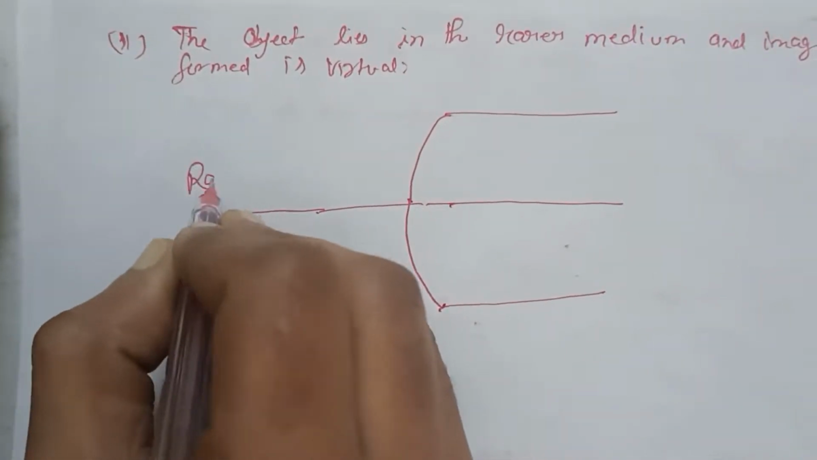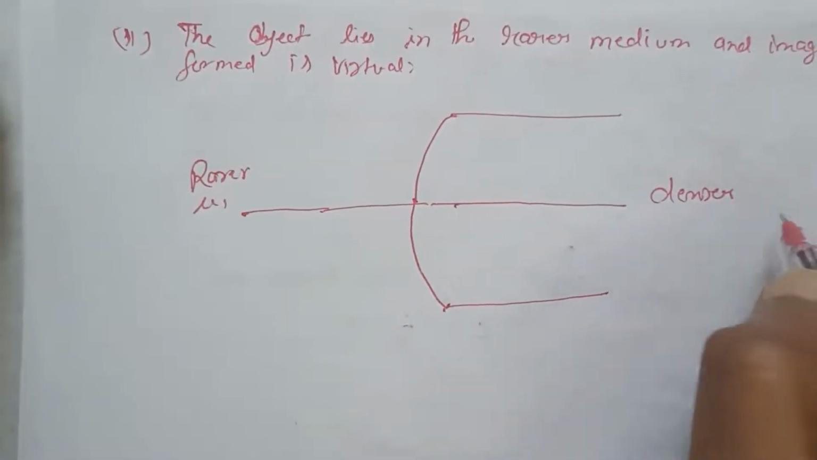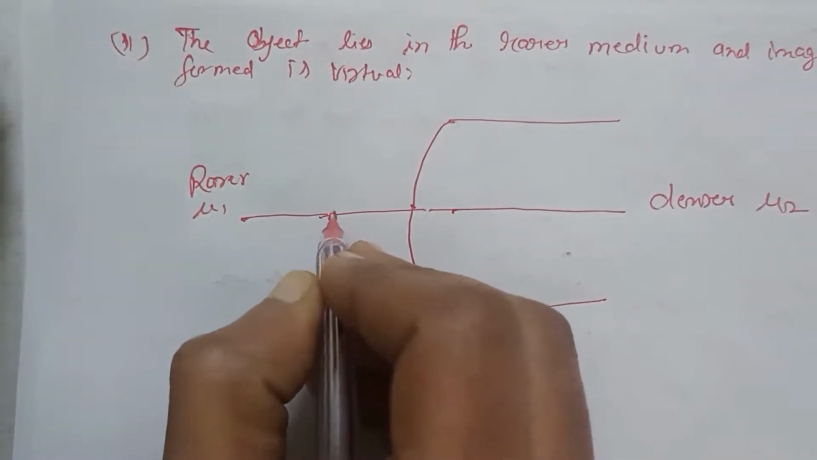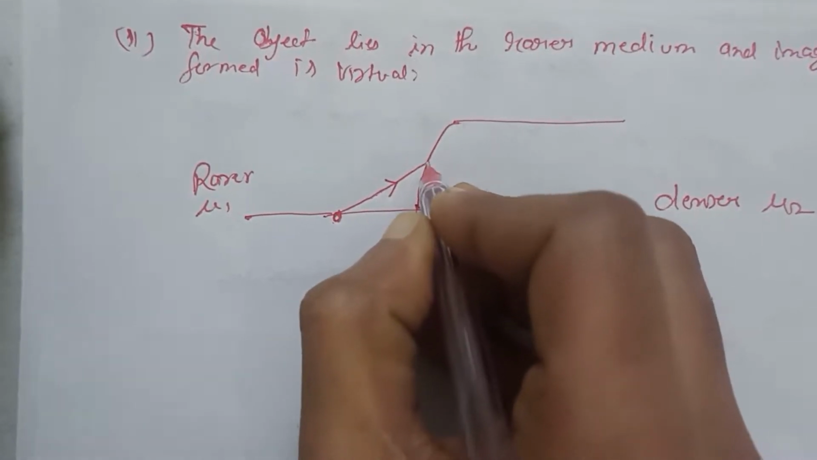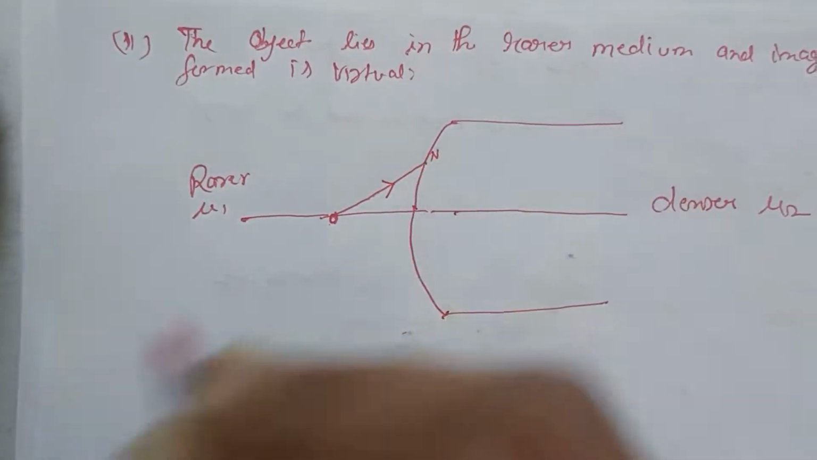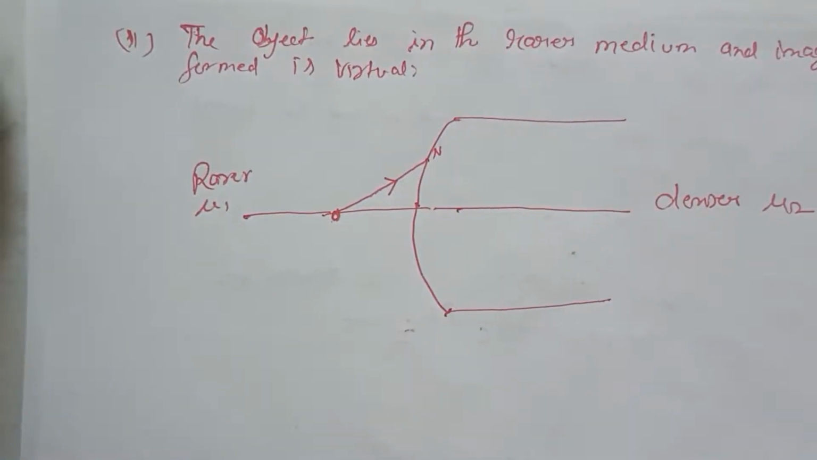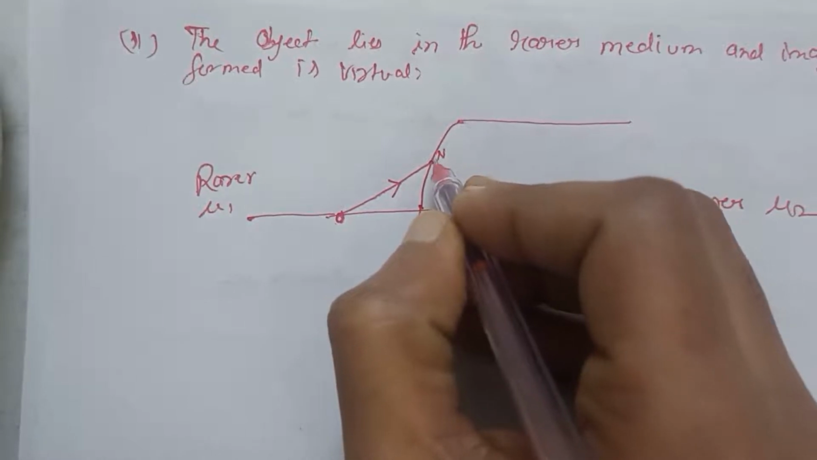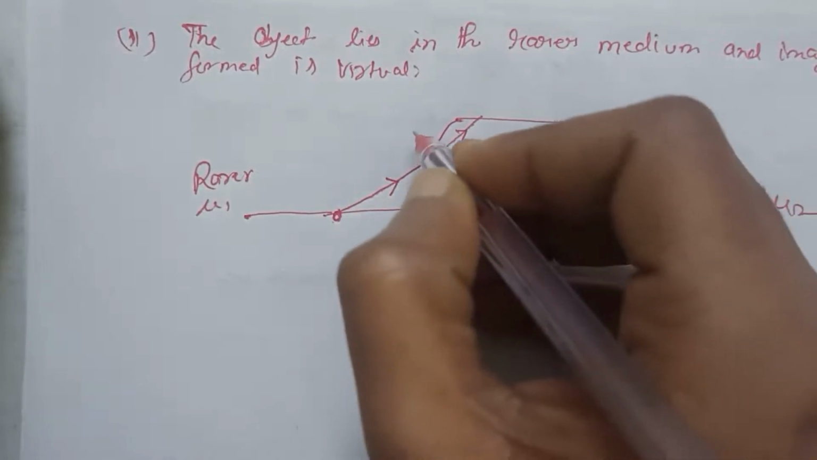This one is rarer, mu1, and this one is denser, mu2. Now the object is placed at this point. A ray is going from the object, after reflection from this point, a ray is going from rarer to denser. It bends, because these rays form a virtual image, then it bends away from the normal. Draw the normal.